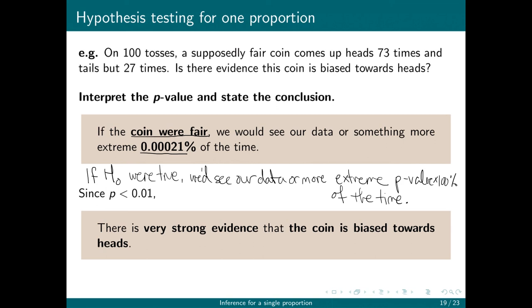We always put our conclusion in terms of the alternative hypothesis. There is some amount of evidence that the alternative hypothesis is true. So since our p-value was so small, if the coin were fair, our sample is so rare that that makes it strong evidence that our coin is in fact biased towards heads.